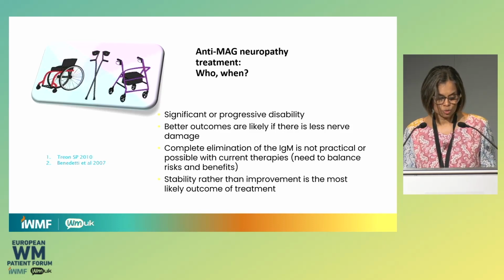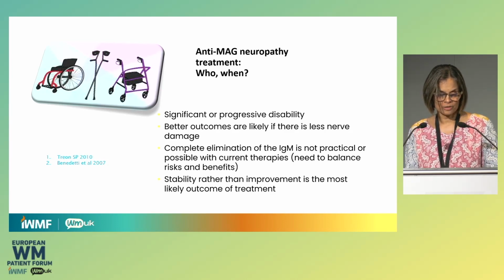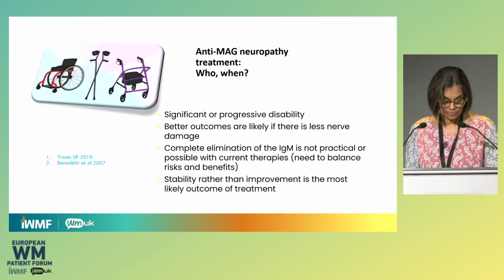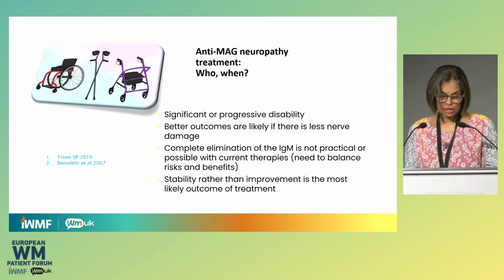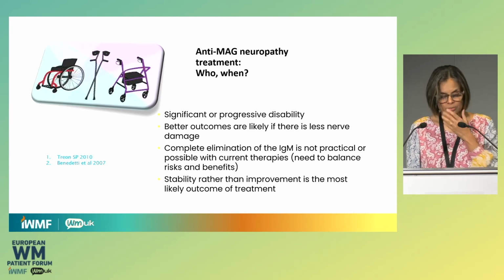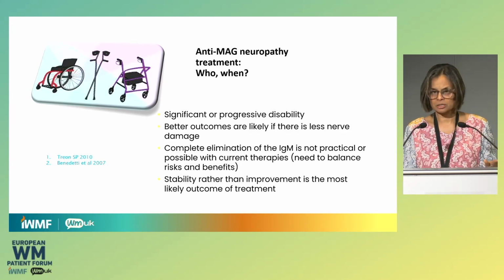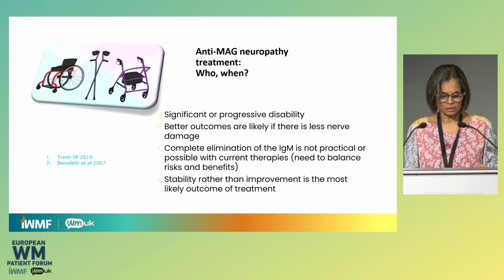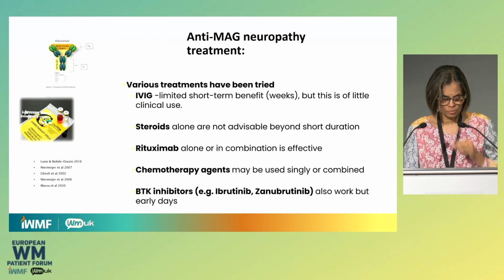So people who have progressive disability should be considered for treatment. And obviously people who have less nerve damage established are likely to recover to a greater extent. But many people have treatment, and the best perhaps can be hoped for is that they stabilize. But time is important to measure the effect of treatments.